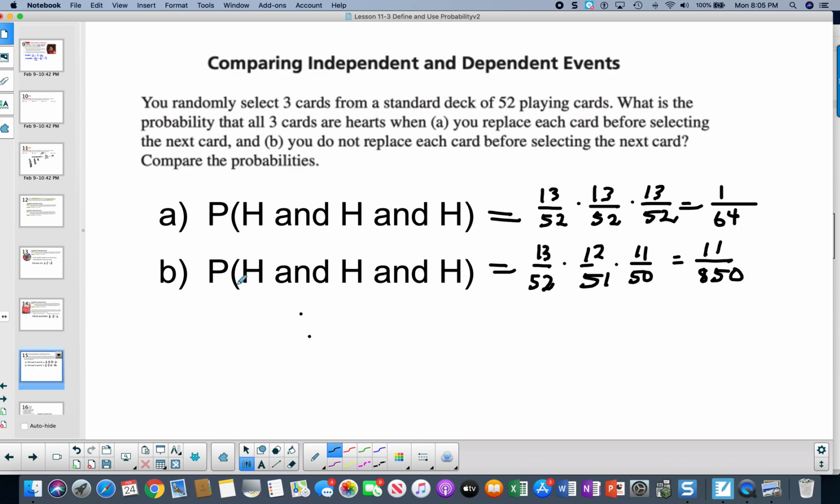Now what happens if you do not replace? If you do not replace, 13 out of 52, and then there's fewer hearts, there's 12, and there's fewer cards, 51, fewer hearts, 11, fewer cards, 50, and then you will get this answer.